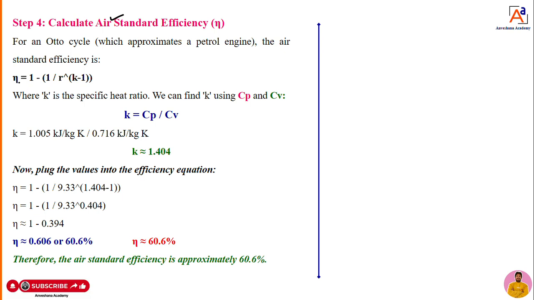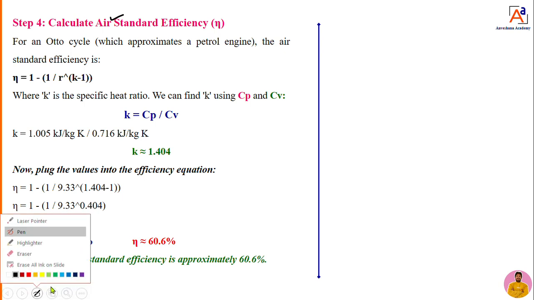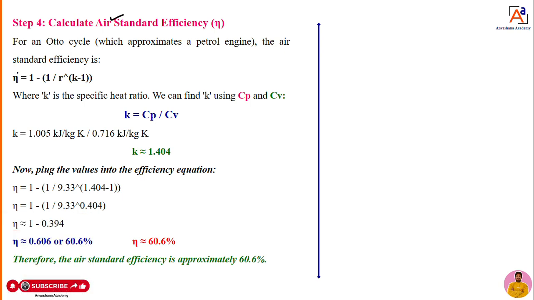Air standard efficiency for the Otto cycle, eta, is equal to 1 minus 1 divided by R to the power of K minus 1. Here R is the compression ratio. K is the gamma value, the specific heat ratio, that we know already. So what can I do now? K is the specific heat ratio. We can find this K using Cp and Cv. How to calculate that K value?